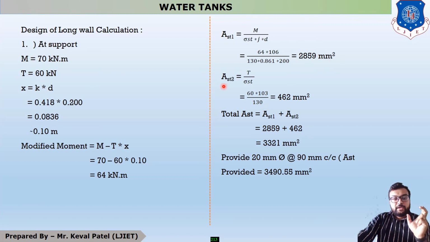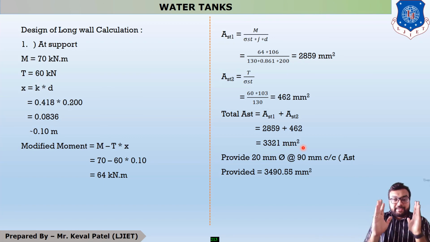Now we have to calculate Ast2. The equation of Ast2 is T upon sigma st. Now what is the value of T? It is 60 kilonewton. So we have to convert kilonewton into Newton. So it is 60 into 10 raised to 3 divided by 130. So you will get your answer 462 mm square. Now we have to find out the total Ast. So our total Ast is Ast1 plus Ast2. After putting all these values, we will get our answer, the total is 3321 mm square.